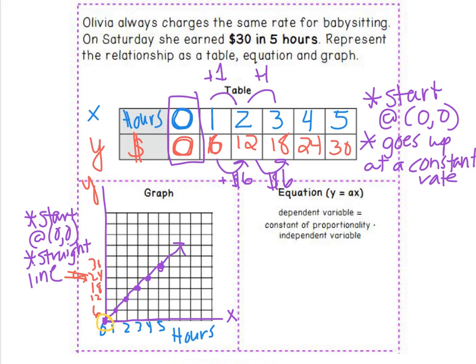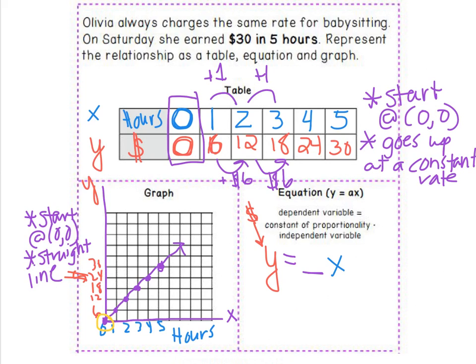Okay, so the new thing for us, or it may not be new, is writing an equation. So this equation is going to allow us to figure out how much money she makes for every possible hour she babysits. And so our equations always go in this format. They always start with y equals, and then we're going to do something times x. So remember, y is how much money she makes.